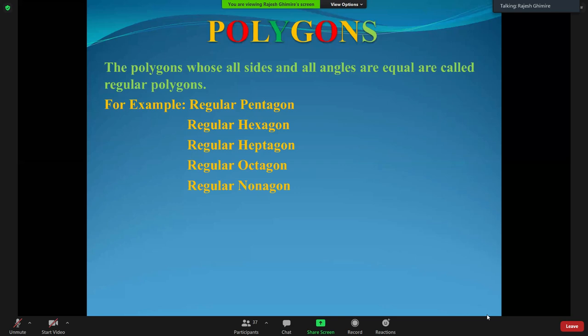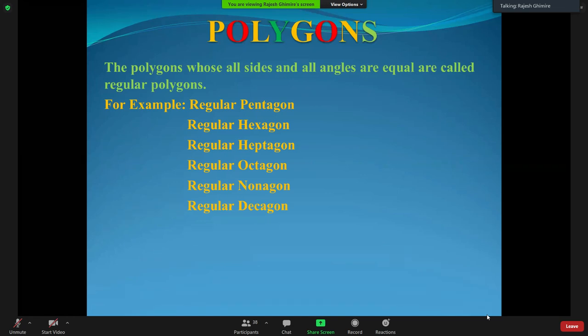And regular decagon means the geometrical figure whose all 10 sides and angles are equal, then such type of geometrical figure is called regular decagon.